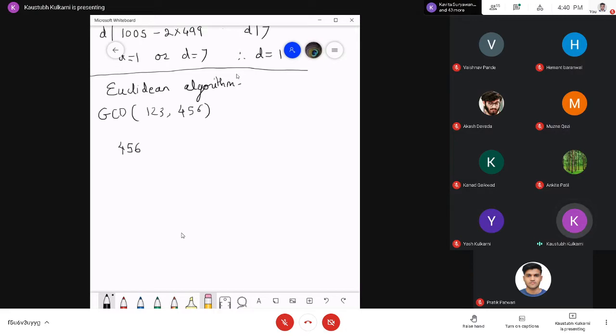So 456 is equal to, now we'll try to divide 456 by 123. 123 twos are 246, 123 threes are 369, 123 fours are 492, which exceeds. So the closest is 3 times 123, and that is 369. Find the difference of 456 and 369, that will be the remainder. The remainder should be 87. Try to calculate side by side, and verify.